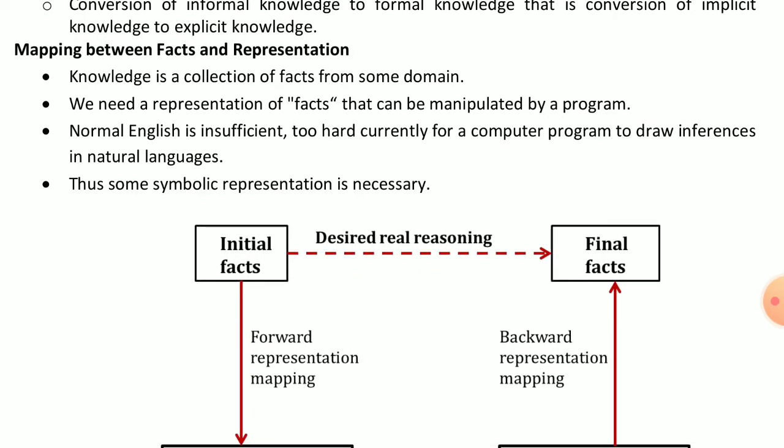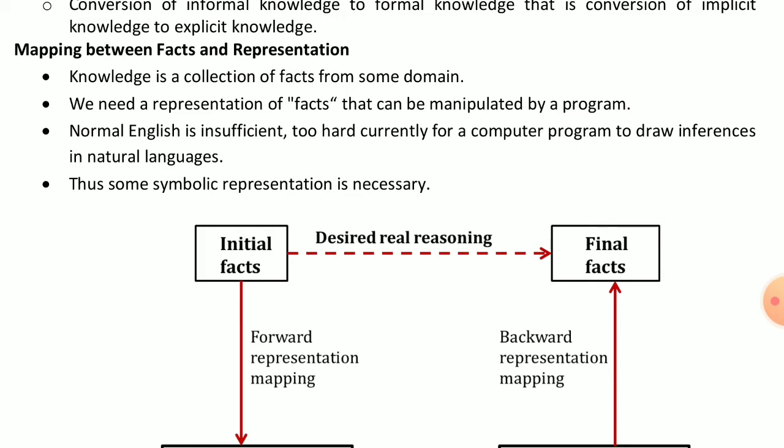Knowledge is a collection of facts from some domain. If we can take some domain and then collect the facts, in facts, we can take some objects like college students, and it is the knowledge. And then we need a representation of facts that can be manipulated by a program.